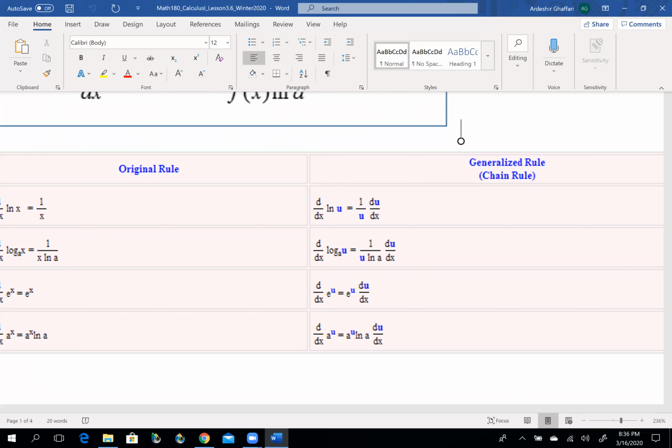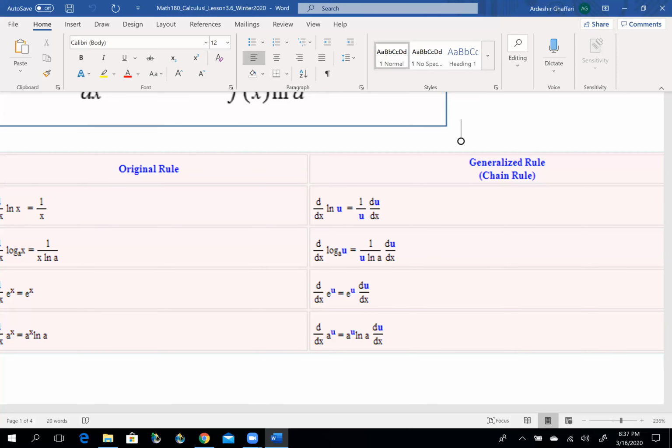And then the derivative with respect to x of log base a of u is equal to 1 over u times natural log of a times, again, derivative of u with respect to x. The derivative with respect to x of e to the u is equal to e to the u times du dx. And the last one, the derivative with respect to x of a to the u is equal to a to the u times natural log of a times, again, du dx.